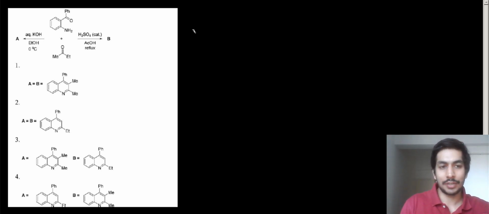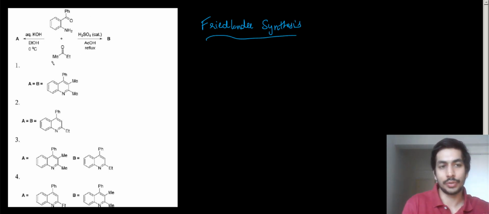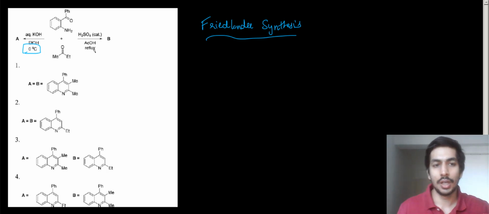Okay, so all of them are named reactions. This is also a very popular named reaction, that is the Friedlander synthesis. Okay, Friedlander synthesis of quinolines. So it leads to the formation of quinolines, and over here there are two conditions. This is basically a basic condition, which is at 0 degrees Celsius. So this will lead to the formation of the kinetic product, and over here this is acidic conditions, and we have reflux conditions. So the thermodynamic product will be formed over here. Basically, it leads to the formation of quinolines, but obviously there will be some difference in both the conditions.